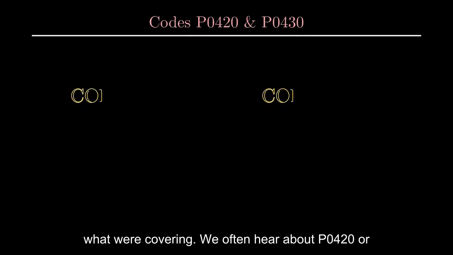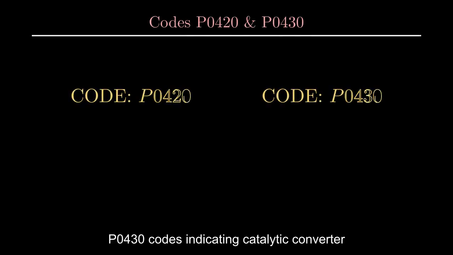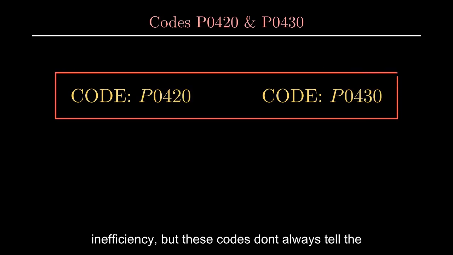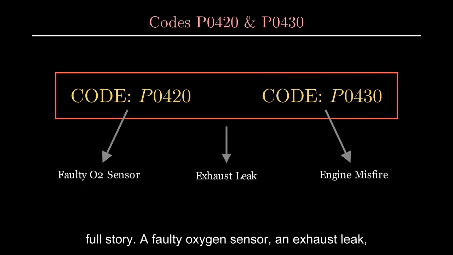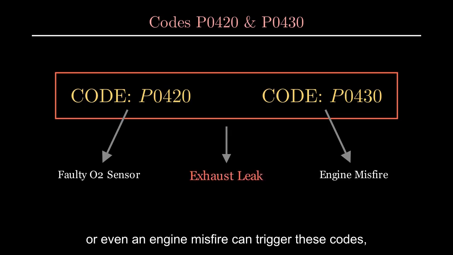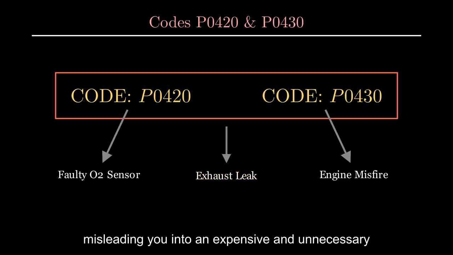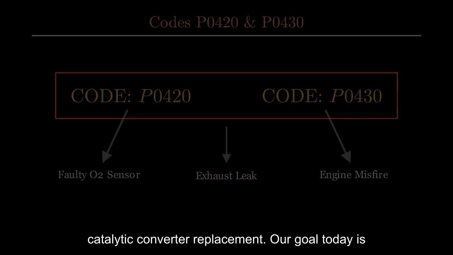We often hear about P0420 or P0430 codes indicating catalytic converter inefficiency, but these codes don't always tell the full story. A faulty oxygen sensor, an exhaust leak, or even an engine misfire can trigger these codes, misleading you into an expensive and unnecessary catalytic converter replacement.